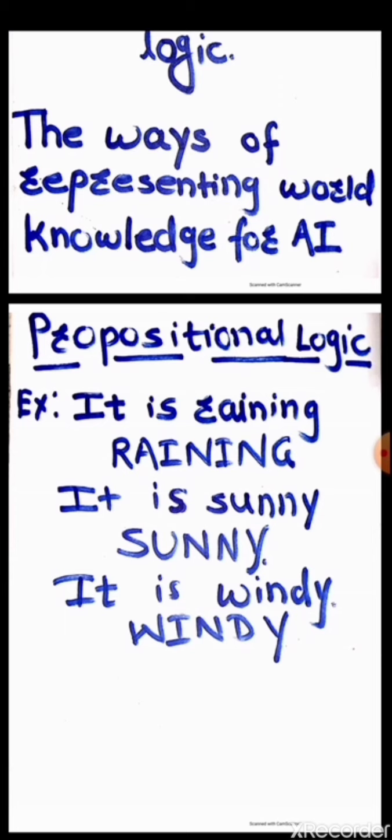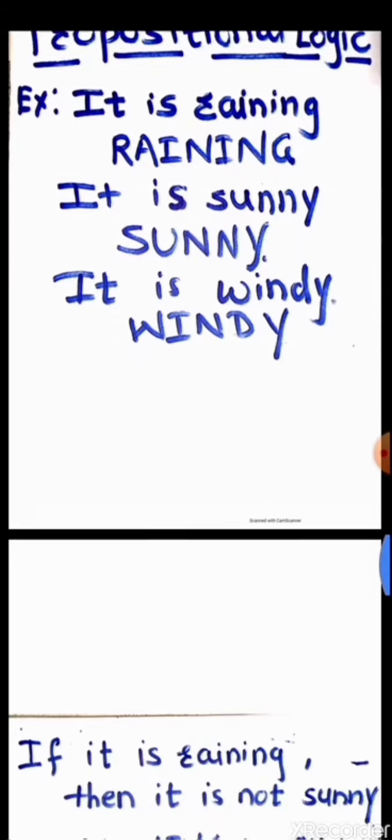Now, when we write some kind of deduction from the above sentences, like "if it is raining then it is not sunny", this will be represented by the well-formed formula like this: raining implies not sunny. This is how simple propositional logic can be represented.